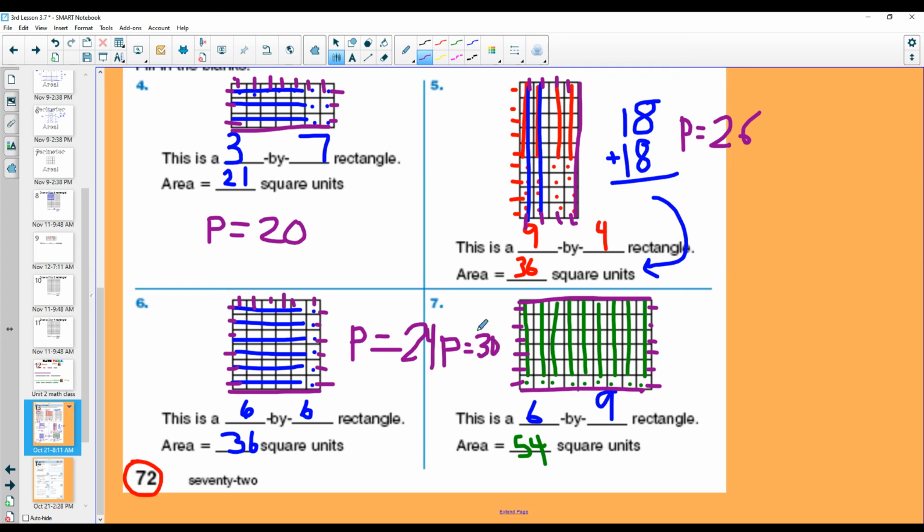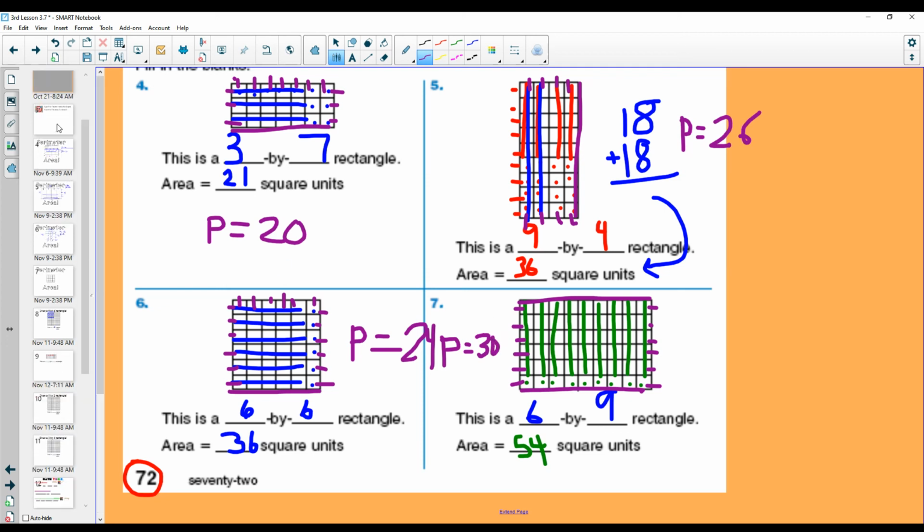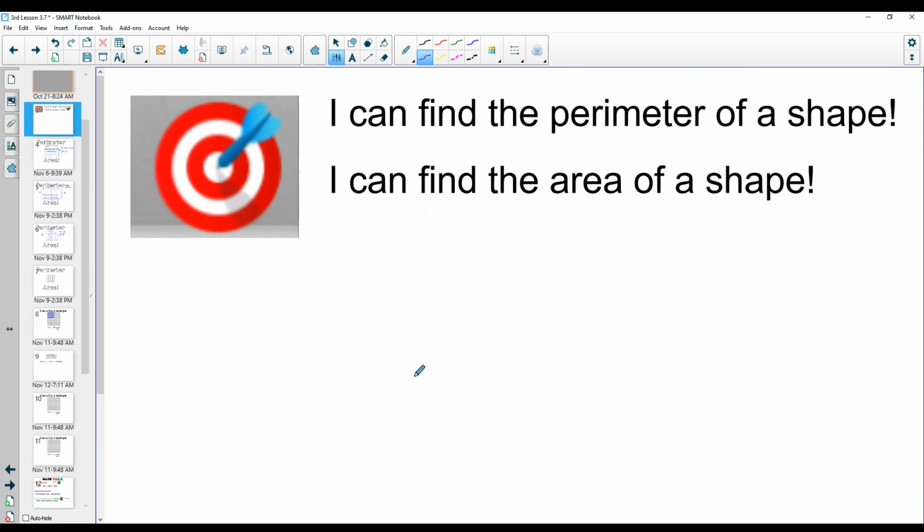All right, third graders, I hope that you were on target today. I can find the perimeter of a shape. The perimeter is the outside. And I can find the area of a shape. I can find the inside. Perimeter, outside, area, inside. I know I've said that a lot today, but we need to put it in our long-term memory and remember that.